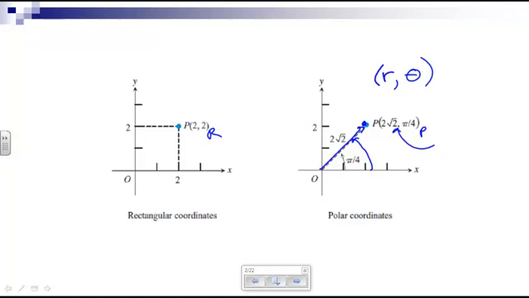Yes? Yes? So is it basically saying that x is like the cosine value at all?